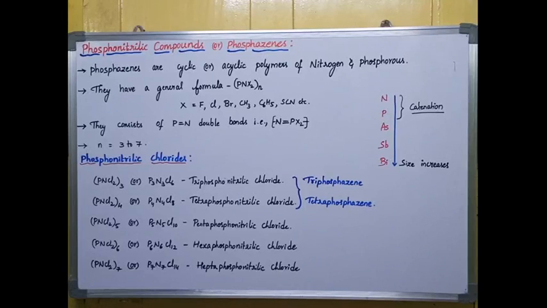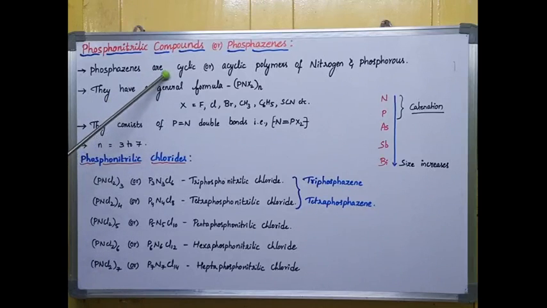Students, in today's class, I'll explain about phosphonitrilic compounds, which are also called phosphazenes. The name phosphonitrilic itself indicates that these compounds consist of phosphorus and nitrogen. Okay, so let us see the definition. These are the cyclic or acyclic polymers of nitrogen and phosphorus.